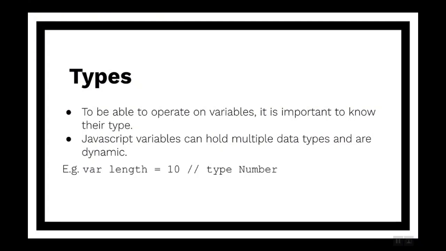But JavaScript variables can hold multiple data types and are very dynamic. This is a very good thing and a bad thing. It's a boon and a curse. So make sure you understand what you're doing with types.